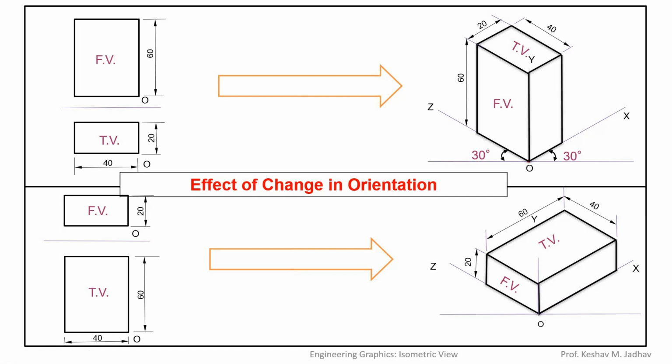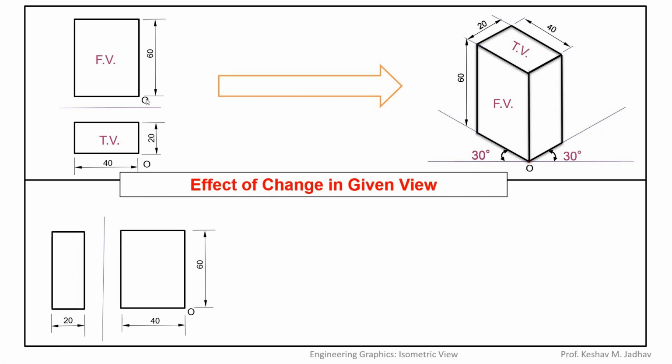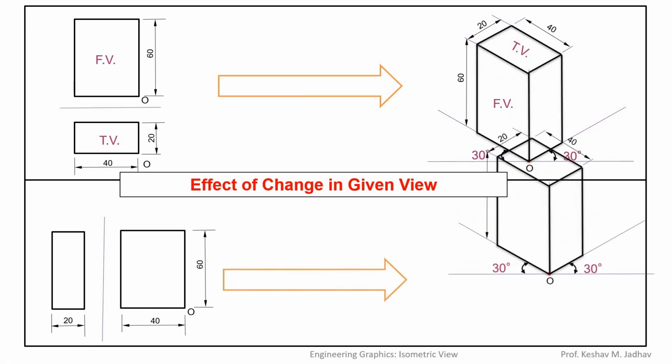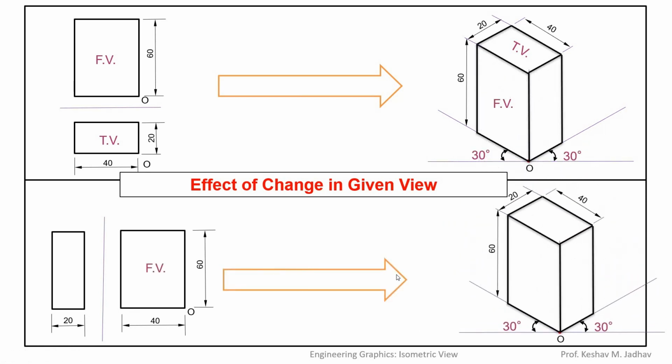Now let us see the effect of change in given view. In these orthographic views, instead of front view and top view, front view and side view are given to us. So its isometric view is similar. In both cases, the front view is on the left side of point O. So similar to the previous case, here also we will get the front view on the left side, and this is the right hand side view. So on the right side of point O, we will get the right hand side view.